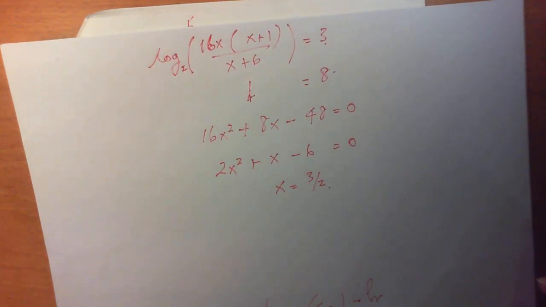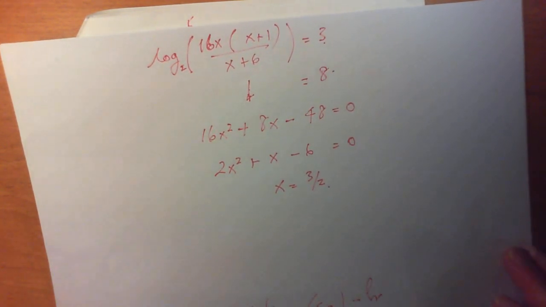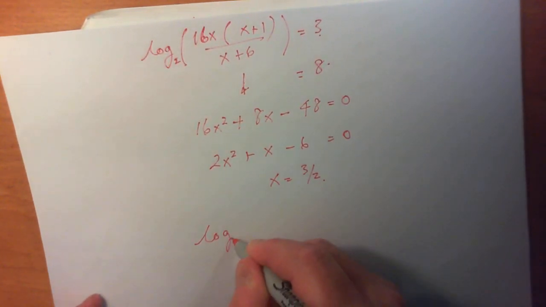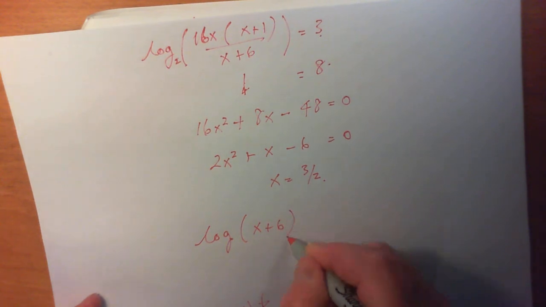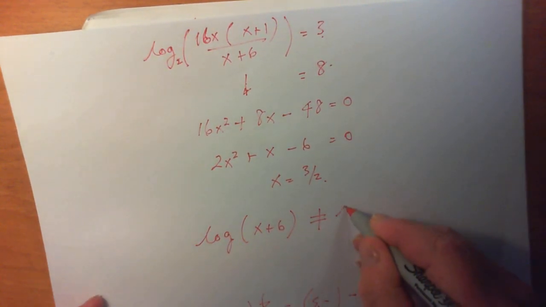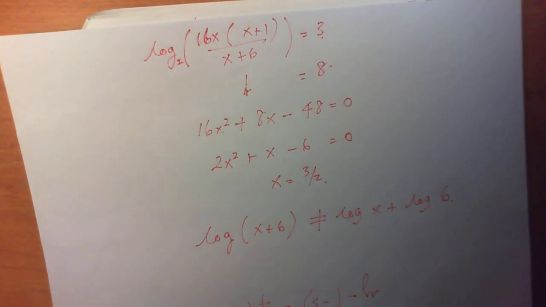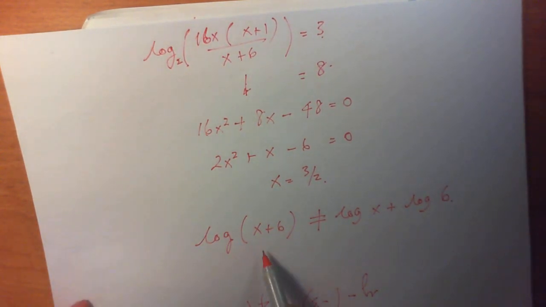So I could always go on forever about the errors that people make on these logarithmic questions. If I could just mention one: log x plus 6 does definitely not equal log x plus log 6, okay? It's a cardinal error that people make. That is definitely not true.